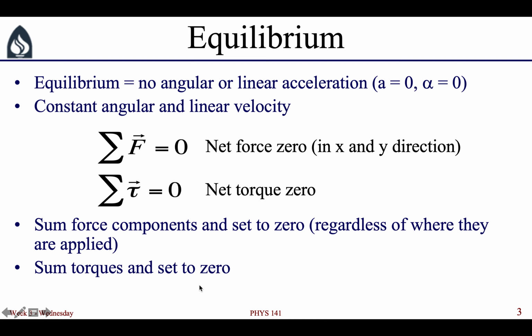So when we have a condition of equilibrium, if we have an object that is either at rest or moving with a constant angular or linear velocity, we know that we can sum the force components in any direction and set equal to zero, and we can sum the torques on the object and set those equal to zero to solve for any unknowns that might be in our problem.